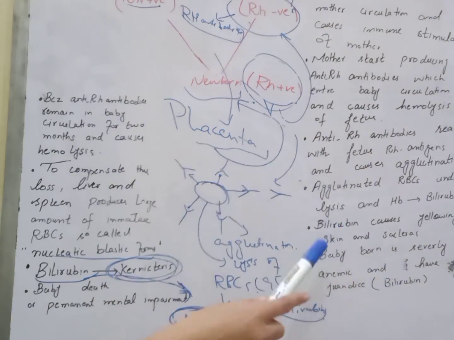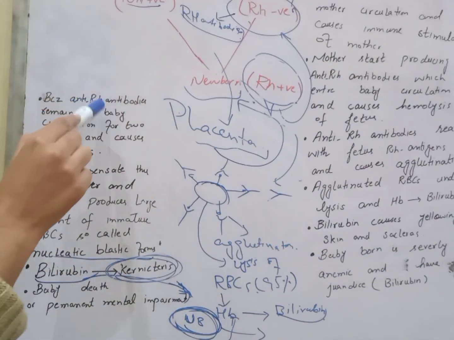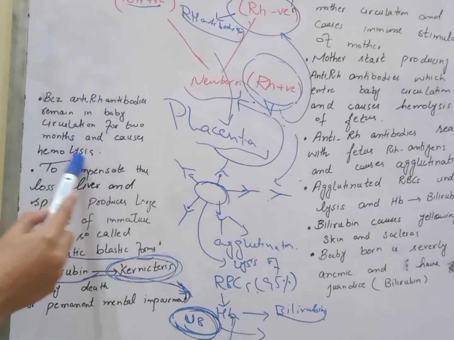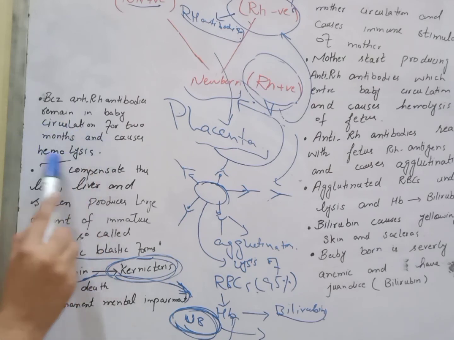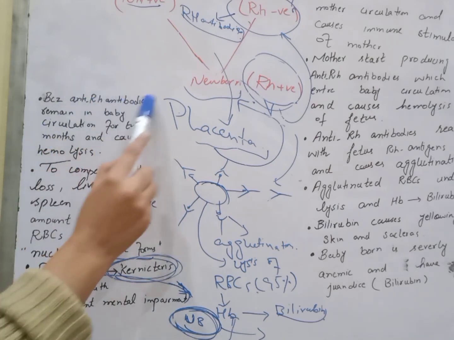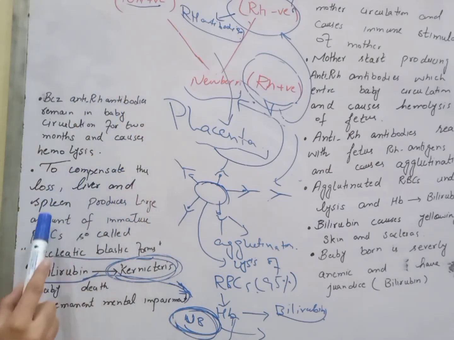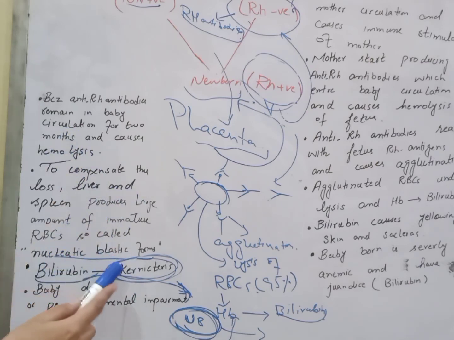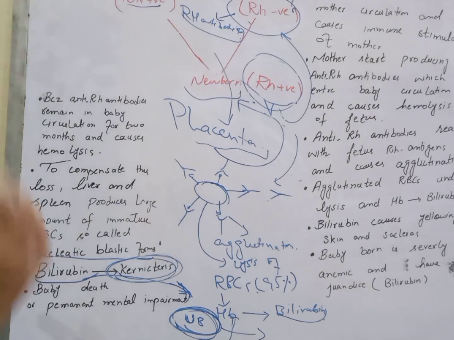The two conditions the baby will be born with are severe anemia and jaundice, and when the baby is born, the antibodies still circulating inside the baby cause further hemolysis. To compensate for this loss because of the circulating antibodies of the mother inside the baby's circulation, the spleen and liver form immature RBCs, which are called nucleated blastic forms, and because of this, the disease is called erythroblastosis fetalis.